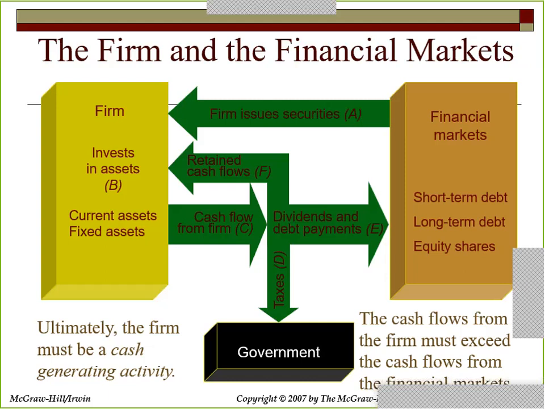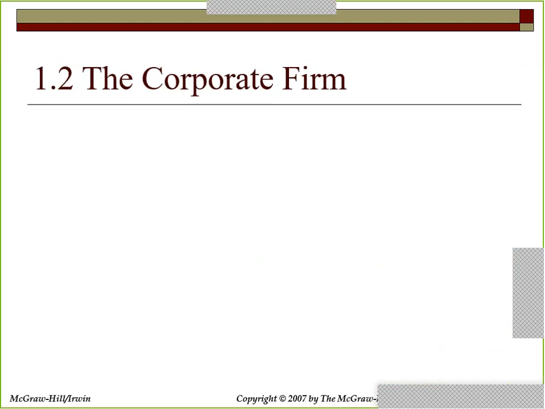The cash flows from the firm basically need to exceed the cash flows from the financial markets. And you want to have a net cash generating activity. So you want to be building cash over time. If you're not building cash over time, then the company, simply put, was a failed experiment.